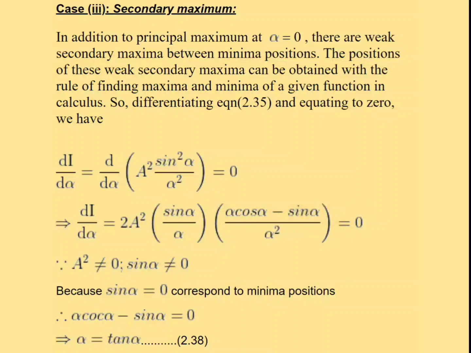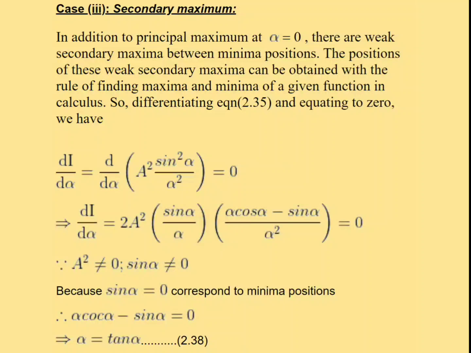So in the secondary maxima, the condition is differentiation of the central maxima equating to 0. That means these values are equated to 0. When you observe, 2 is a constant, that is not equal to 0. A² is also a constant, that is also not equal to 0. Initially we discussed that sin α by α is not equal to 0, and also we applied the limit formula, that value is equal to 1.